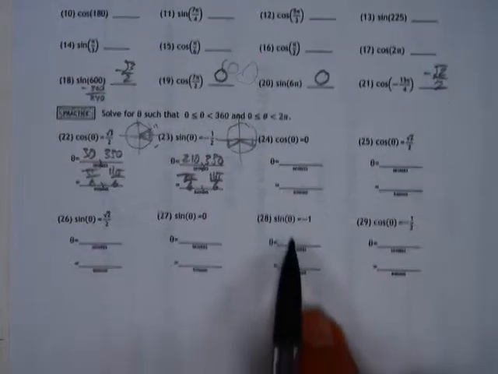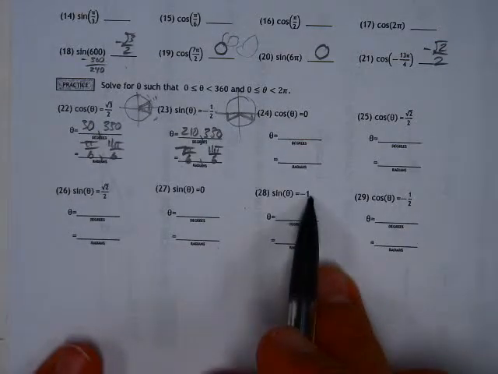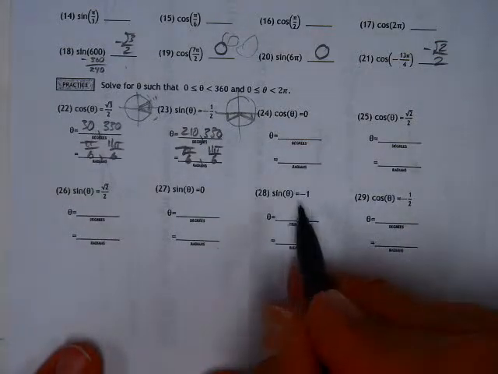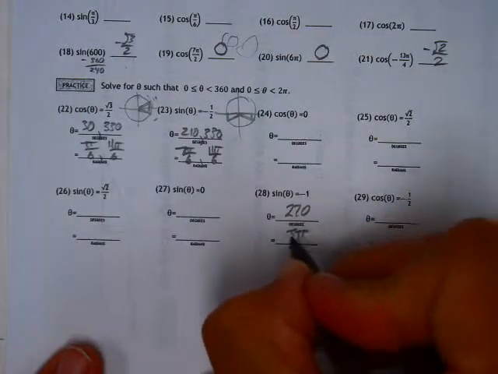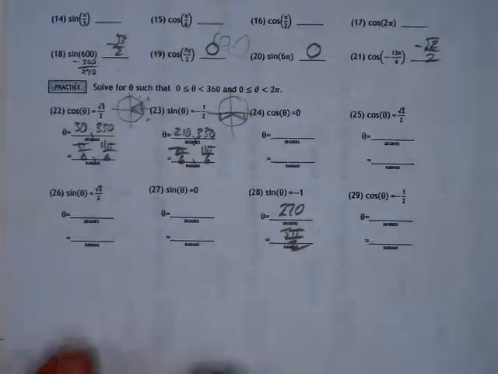You get to something like, I don't know, this one here, sine of theta is equal to -1. There's only one place where sine is -1, and that's at 270 degrees, or it's at 3 pi over 2 radians.